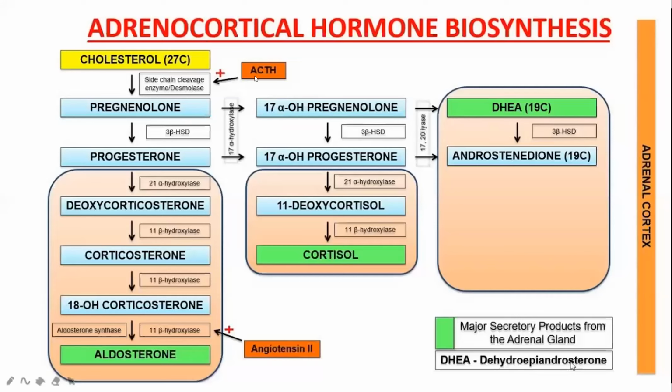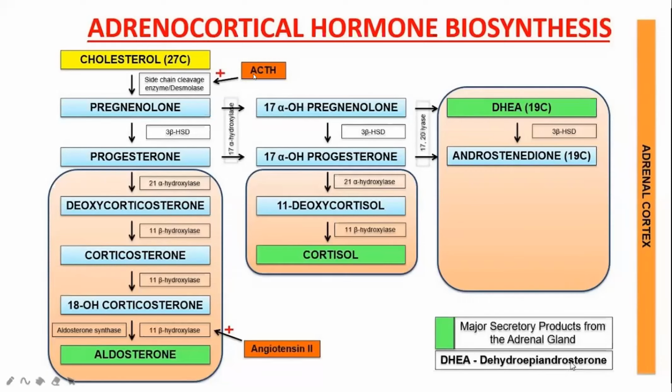So going back to the adrenocortical hormone biosynthesis, from cholesterol we are able to produce aldosterone, then cortisol and the sex hormones or DHEA. Under the influence of ACTH, we are able to produce cortisol as well as the DHEA, or the sex hormone or the androgens. Now, aldosterone, on the other hand, is regulated independently by angiotensin 2.